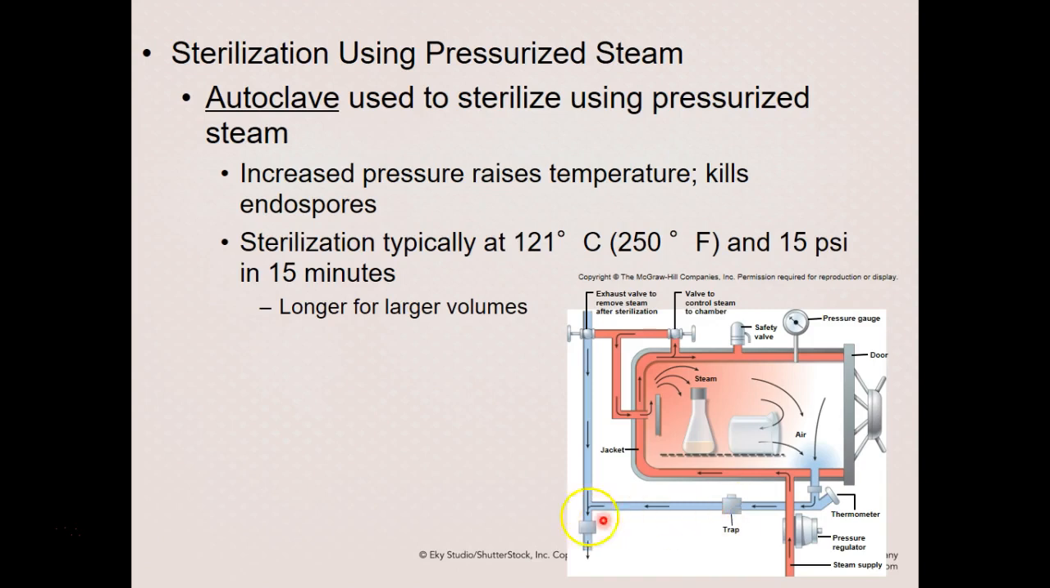Oh, I didn't say this, I want to. Sterilization is usually about 15 minutes, and this is at 121 degrees Celsius or 250 degrees Fahrenheit. When we are getting rid of bacteria, we tend to run the autoclave for 30 minutes, just to make sure that we're getting rid of everything.